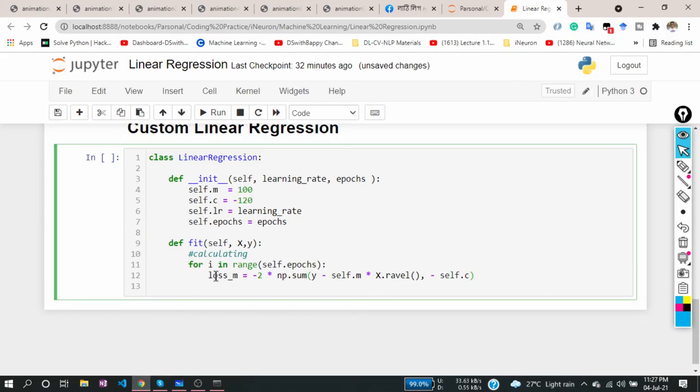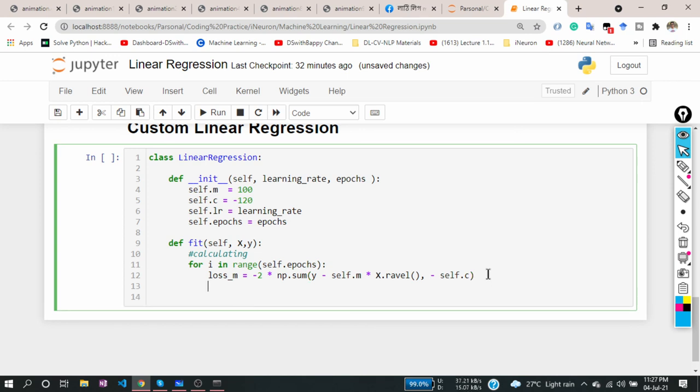So now this equation means we are getting what? We are getting m, the old slope m, and the new m, right? So this new m, we have to update the rules. But first of all, we have calculated the m, that means our slope.